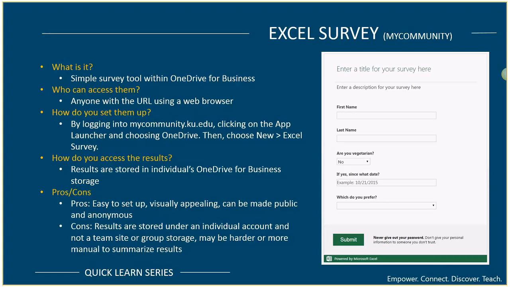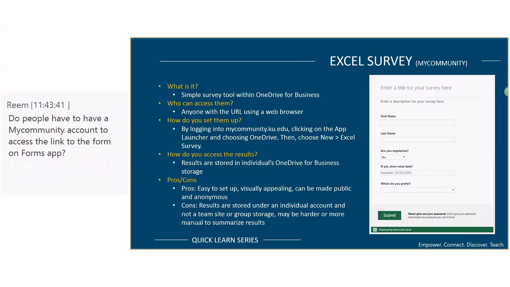The results there again are stored in an individual's OneDrive for Business storage, so sometimes it's not a good option for multiple people, where those results are really owned by a group or a department. These can be used on a mobile device or on a web browser by accessing the URL. They're easy to set up, they're visually appealing, they can be made public and anonymous. The cons, like I said, it can be maybe not a good choice if you don't want it stored under one person's account, and that it may be harder to summarize those results because they'll be in Excel.